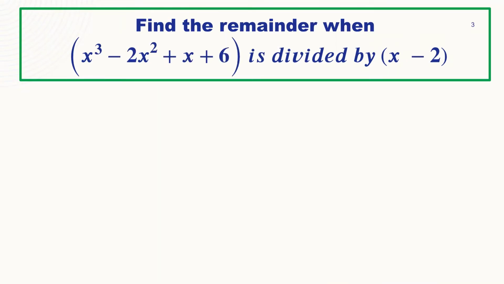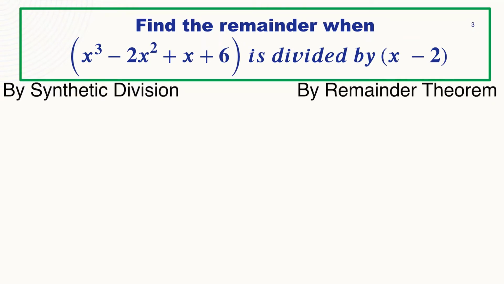Let's have another one. Let's have x raised to 3 minus 2x raised to 2 plus x plus 6 divided by x minus 2. Alright, so again, let's start with the synthetic division. It seems that our polynomial expression here is complete, no? So we have 3, 2, and 1 here as the exponent. So we're going to identify now the numerical coefficient of each term.